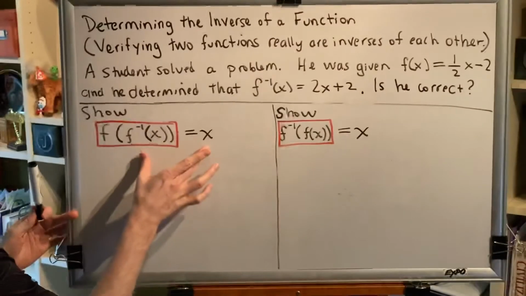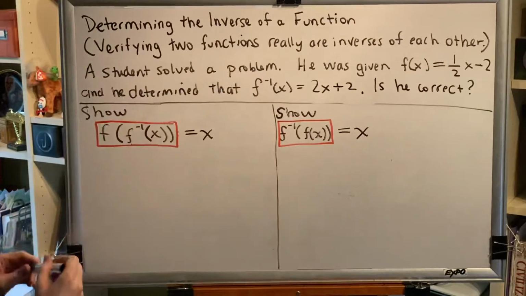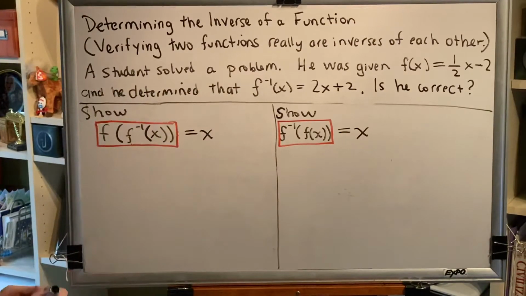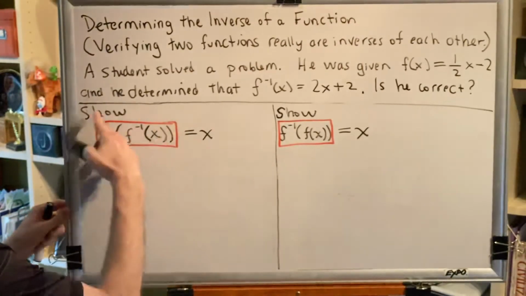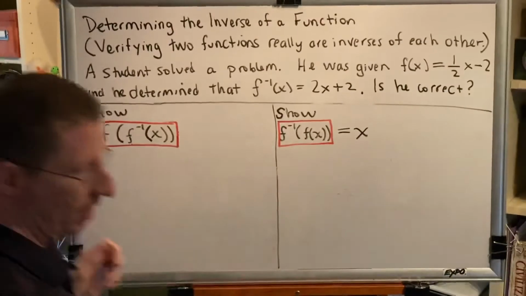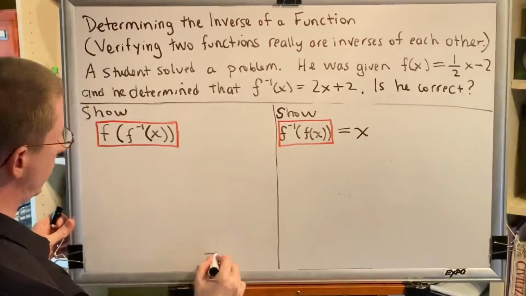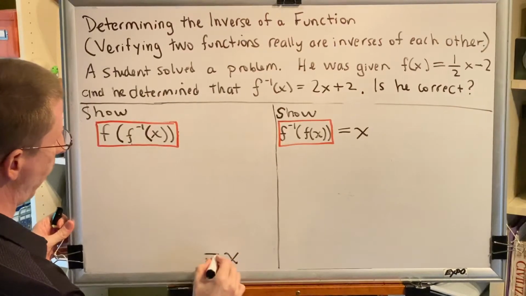This is a statement that must be true in order to say that the student is correct. We're going to work on just the left side, which means we're going to focus our attention on the part here in the red box. So I'm going to take this equals x, and I'm just going to move it down to the bottom so that it's out of our way.